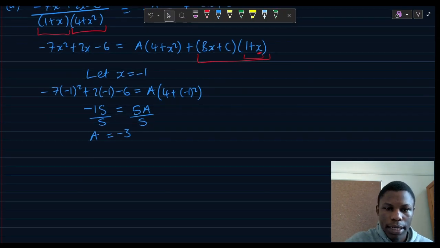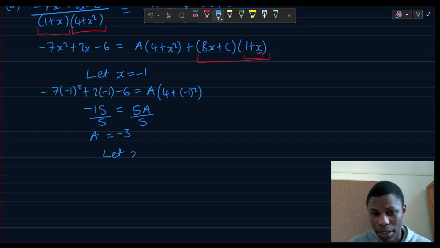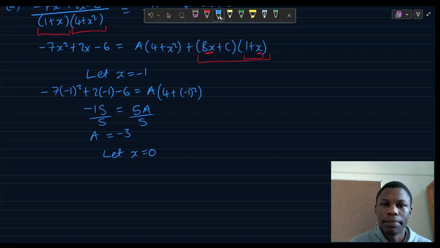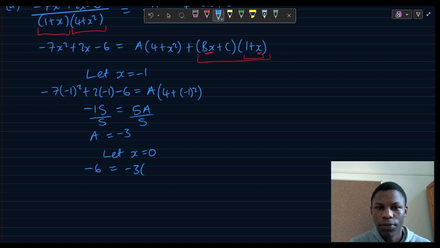We can say let x equal 0. And this allows us to eliminate the b term. A, we already know what that is, so we can just substitute a. And that gives us the opportunity to evaluate c. So on the left, this falls away because we're multiplying by 0. This also falls away. So you've got negative 6 is equal to a, which we know is negative 3, times 4 plus 0 squared. So 4 plus the bx part, that falls away because we're multiplying b by 0.